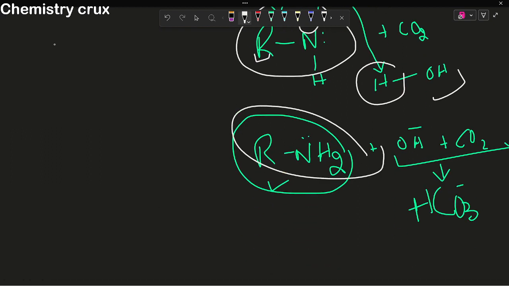Here you can see, by no way we can say secondary amine is formed or a tertiary amine is formed. So these are not formed in this reaction, that is Hofmann bromamide reaction. Only primary amines are formed. Fine. So take note of the primary amines.